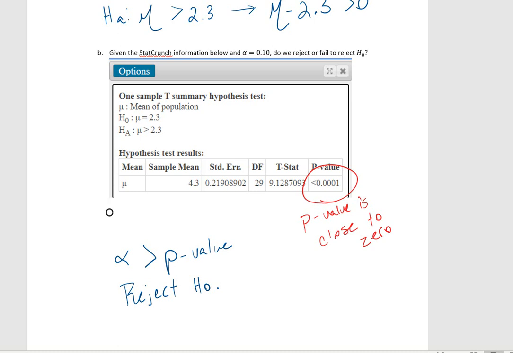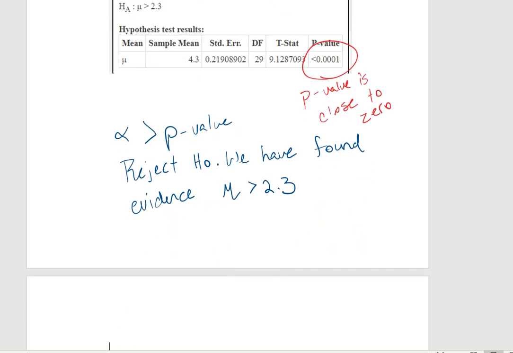What that means is we have found evidence that mu is greater than 2.3. That means that we found evidence that men do, on average, have more tattoos now than they did in the 60s. All right, great.